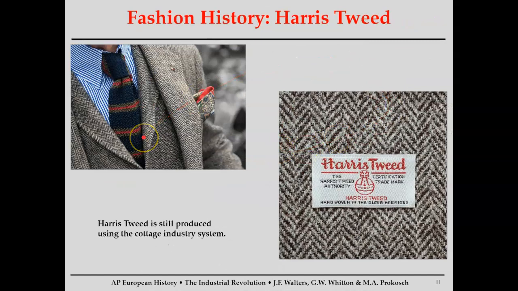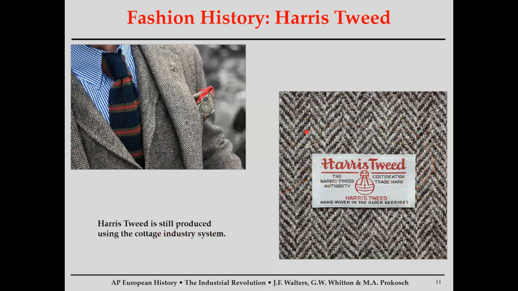So, I gotta give you a little fashion history moment of the day. I told you the domestic system was largely replaced by the factory system, but there are still some British textiles made the old school way. There is one type of fabric made in Scotland that still uses that cottage industry or domestic system means of producing textiles, and it's called Harris tweed.